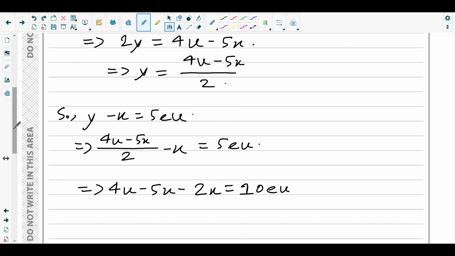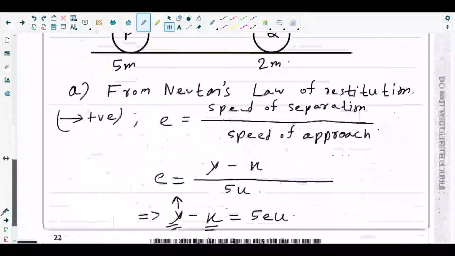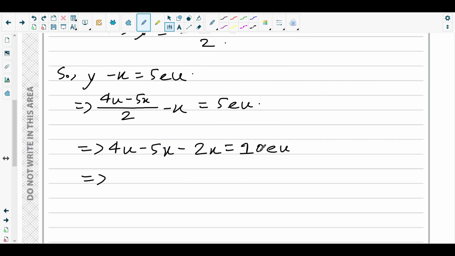Okay, so can we cancel u from both sides? So 4u minus, okay, it's not 5u, it is basically x. 4u minus x. Isn't it 4u minus x, the substitute for y? Okay, no, we cannot ignore u. u will remain there in the equation. So 4u minus 5x minus 2x. So 5x minus 2x, it is 4u minus 7x equals 10eu.